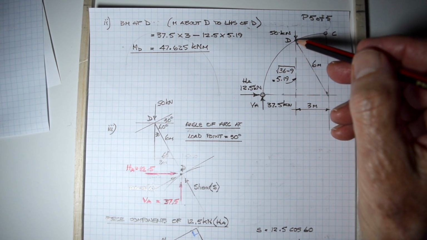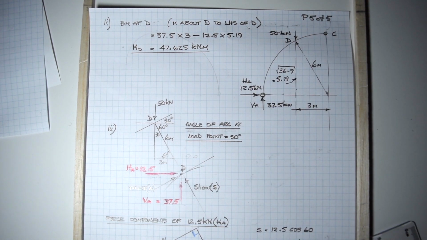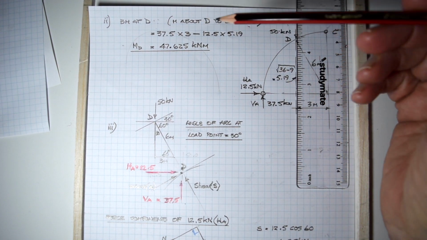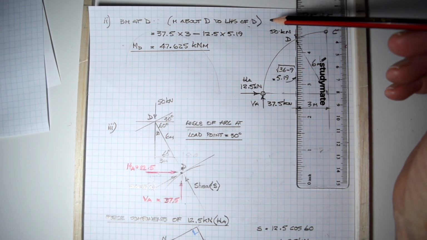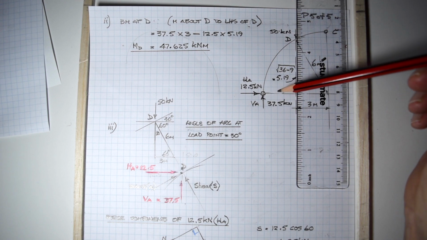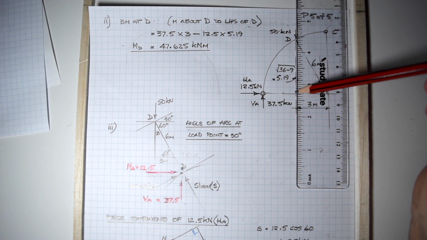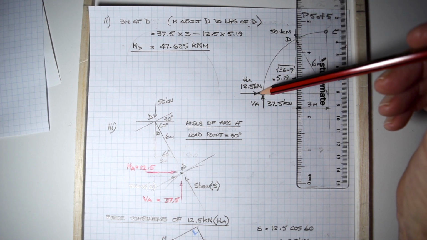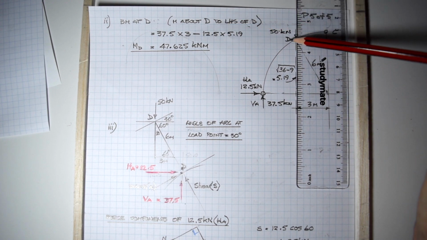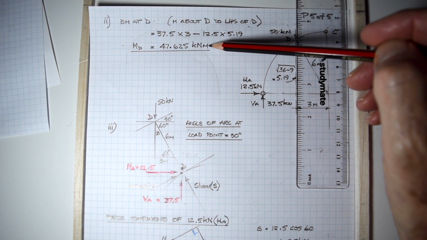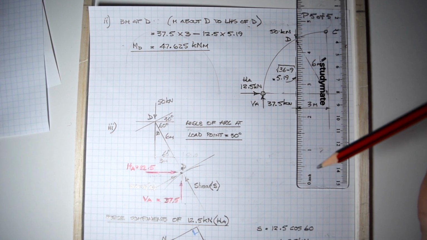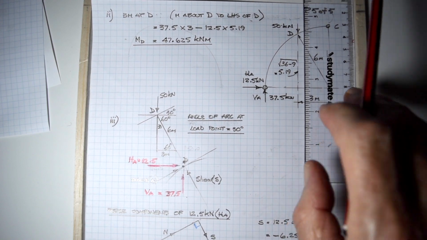So we're going to take moments around that point and ignore everything to the right of that point in doing so. So the bending moment at D, moments about D to left-hand side of D, 37.5 times 3 minus 12.5 times 5.19, which gives you a bending moment at this point of 47.625 kilonewton meters. That is the bending moment at D. Right, quite straightforward to there.